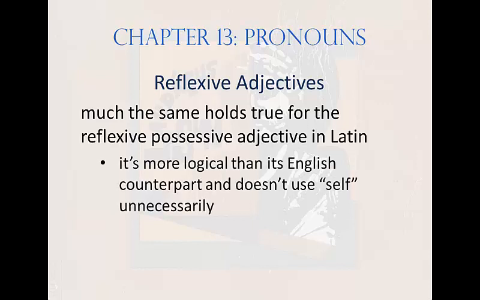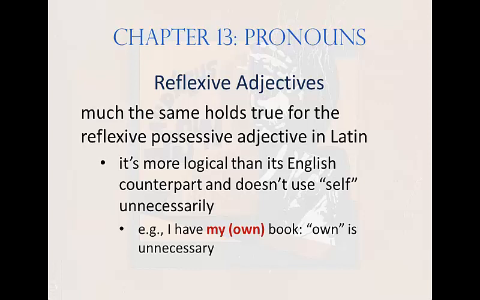And as we've seen before with the reflexive pronoun, the Latin use of the reflexive possessive adjective is more logical than that of English, where self forms are overused. With the reflexive possessive adjective, English overuses own, the reflexive adjective equivalent of self. That is, where English will say I have my own book, own is unnecessary, Latin will say I have my book. The first person singular form meus has to be reflexive if the subject of the sentence is I. In that case, there's no need to overmark the reflexive the way English does by using own.